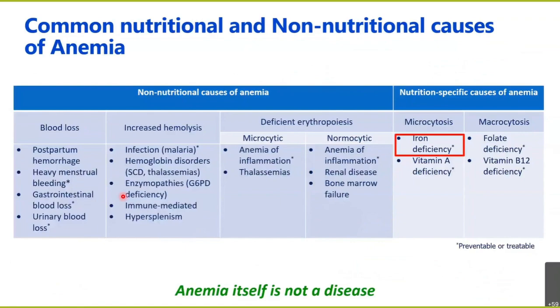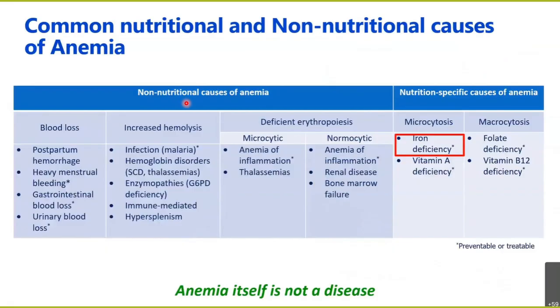So here you can see that we classify anemia as nutritional specific anemia and non-nutritional causes of anemia. When we say nutritional causes of anemia, it could be iron deficiency anemia, which causes microcytosis, or it could be folate deficiency or vitamin B12 deficiency, which we usually see in our patients. So these are the nutritional specific causes of anemia.